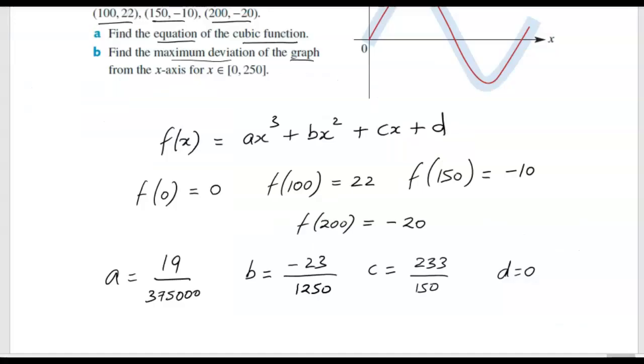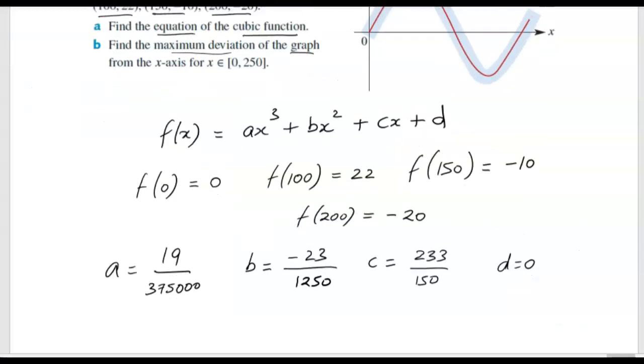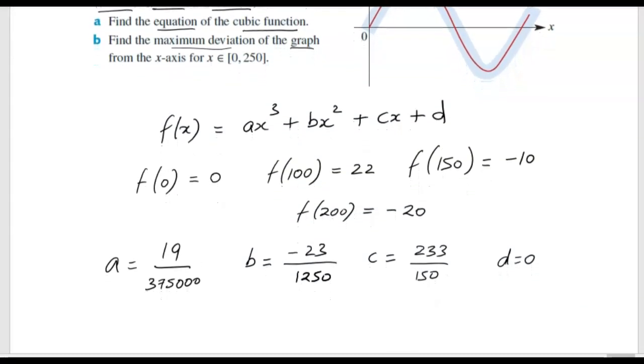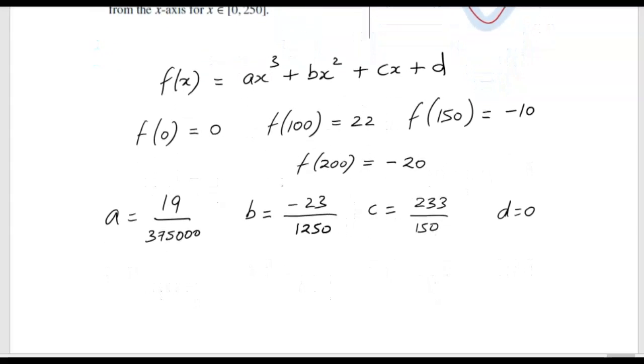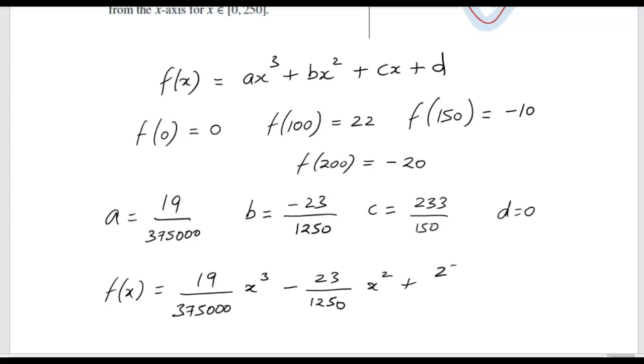So let's go back to the question again, right? Now again, I just missed something here. The question is saying find the equation of the cubic function, which means we are basically required to write it in the form of an equation, right? So 19 over 375,000 x cubed minus 23 over 1250 x squared plus 233 over 150x, right?